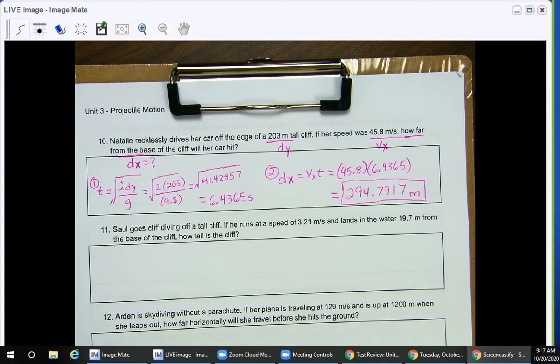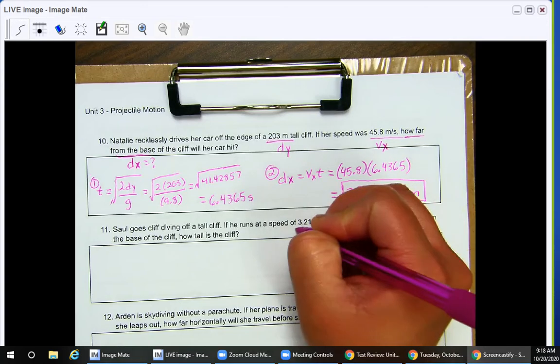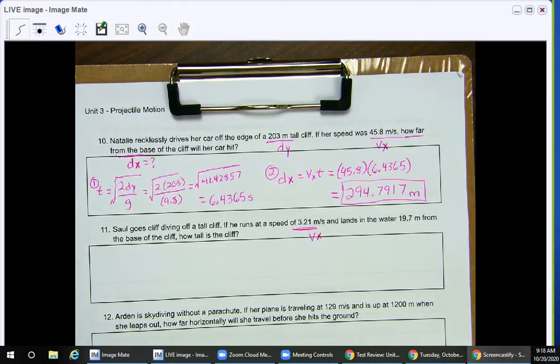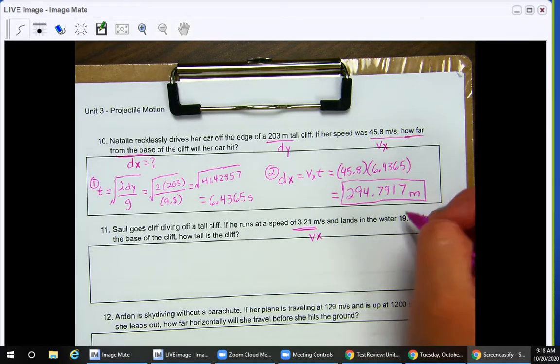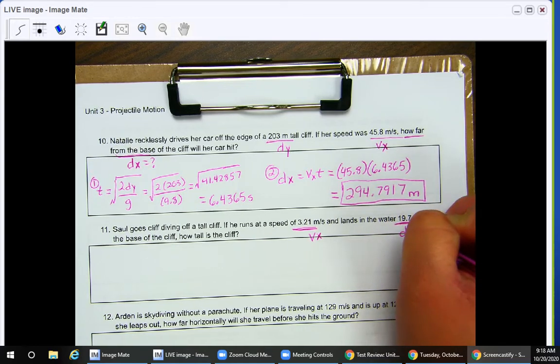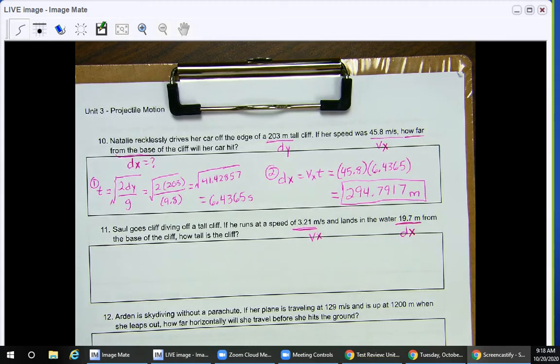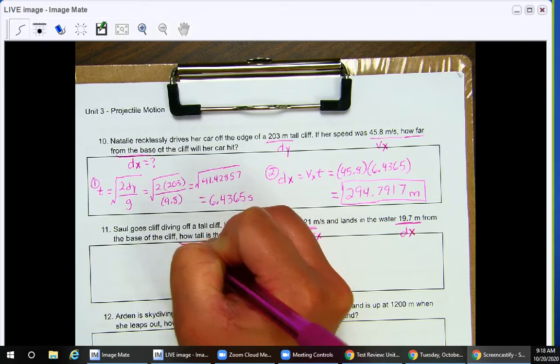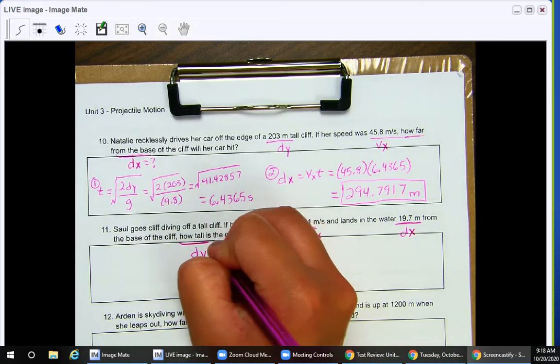Number 11, Sal goes cliff diving off a tall cliff. He runs at a speed of 3.21 meters per second and lands in the water 19.7 meters from the base of the cliff. How tall is the cliff? So we know he has a speed of 3.21. That's our Vx. We're never solving for Vy. He lands in the water 19.7 meters from the base. So that means that's our dx, our horizontal. We want to know how tall the cliff is. Tall is vertical, so that's our dy. We're looking for dy.